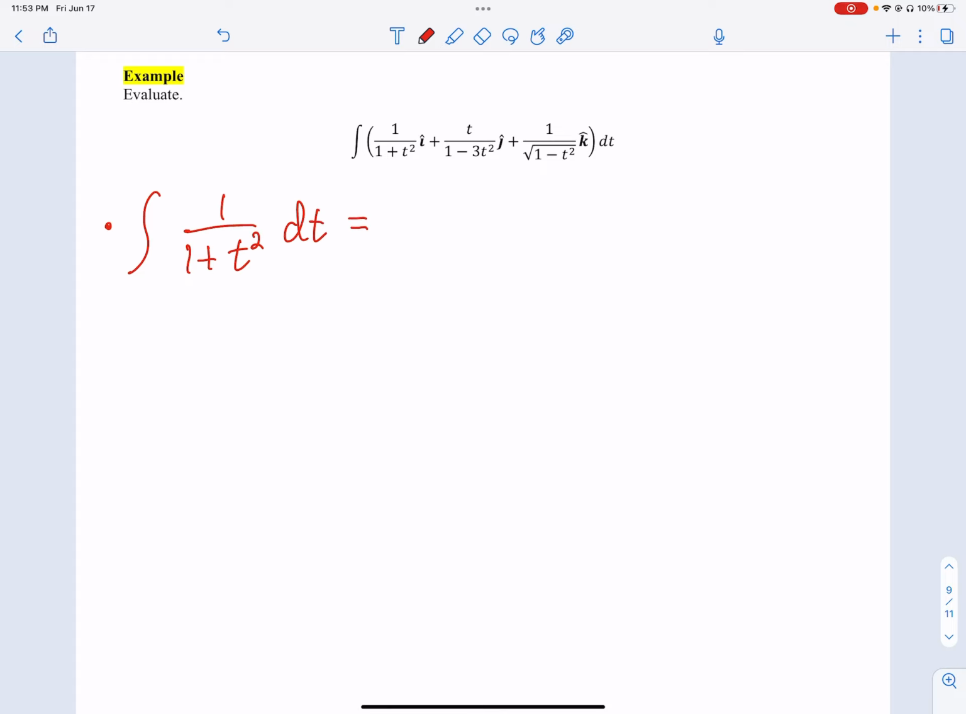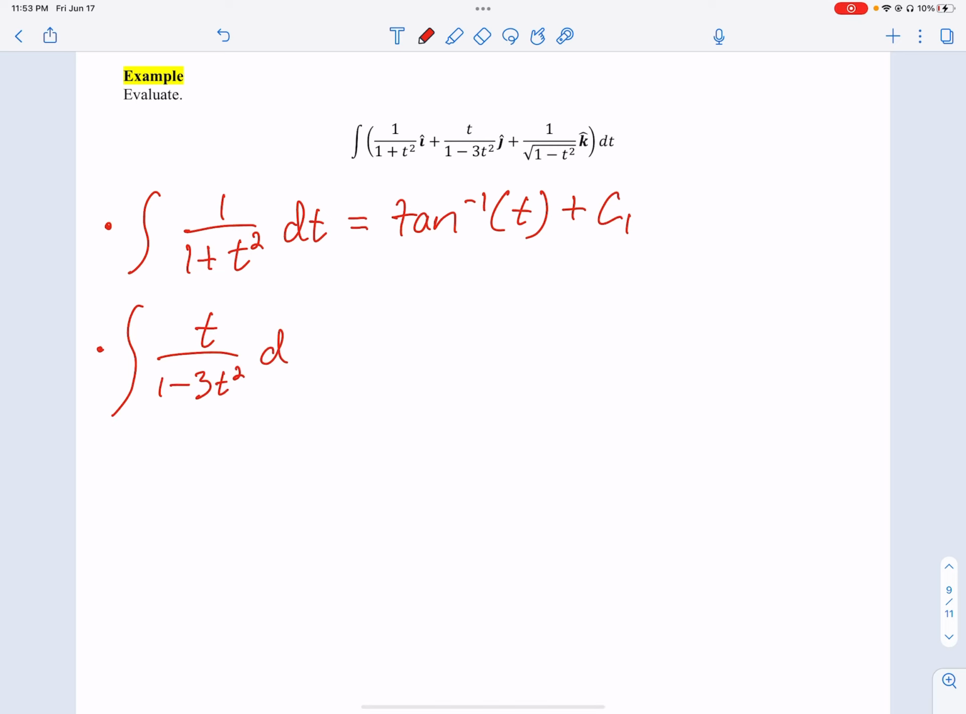This was mentioned earlier, but I don't know if you remember. This is the arctangent function. So that's what we get for that one. That one's just a good one to memorize. You would use a table that I'm providing. Then we have t over 1 minus 3t squared dt.